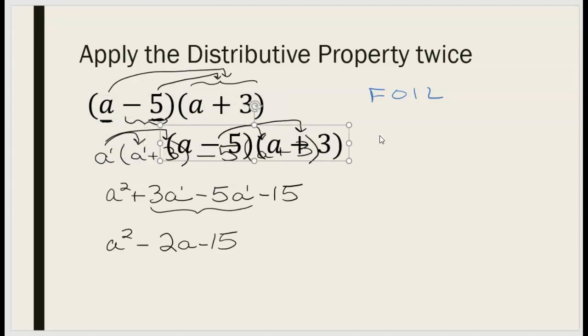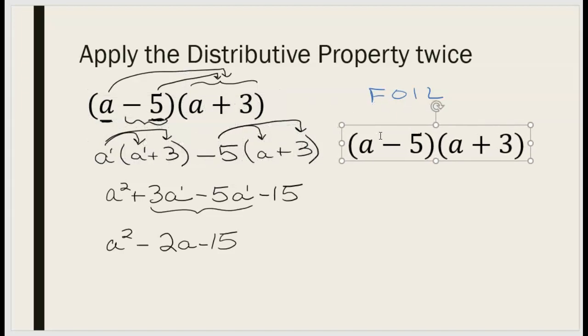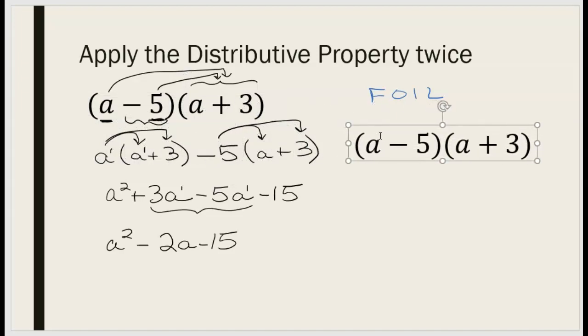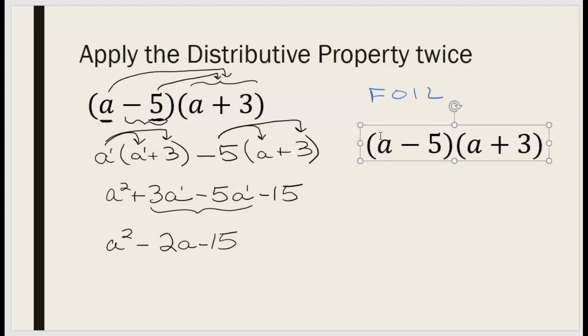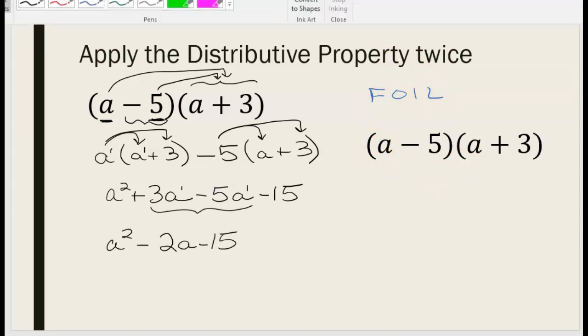We are going to rework this same problem using this FOIL method. Personally, I prefer just using this distributive property. That's where FOIL comes from anyway. So the distributive property is the mathematical foundation for this. If you want to call it a shortcut, I guess you can call it a shortcut. I don't think it's that much shorter personally, but anyway, I know you're going to hear about FOIL later on.